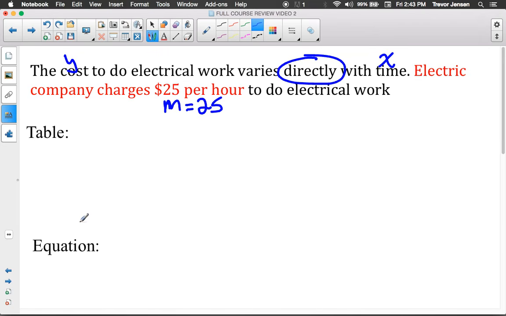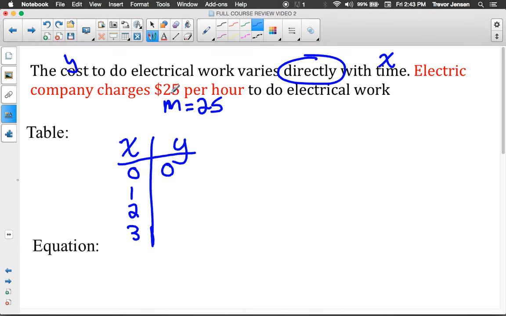If we want to show this relationship in a table, in a table we put x on the left, y on the right, and remember x is time, so they could do work for 0, 1, 2, 3, and we can make this table as big as we want. I'm going to stop there. Those are our hours. Now, how much would it cost for each amount of these hours for them to do work? Well, if they don't work, it's not going to cost anything.